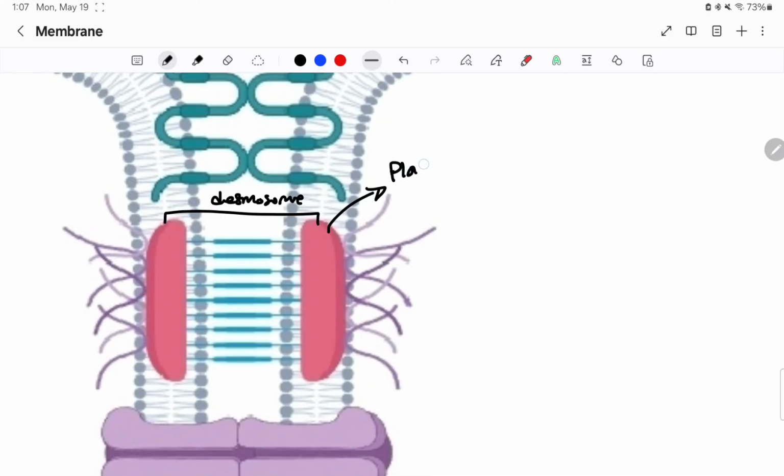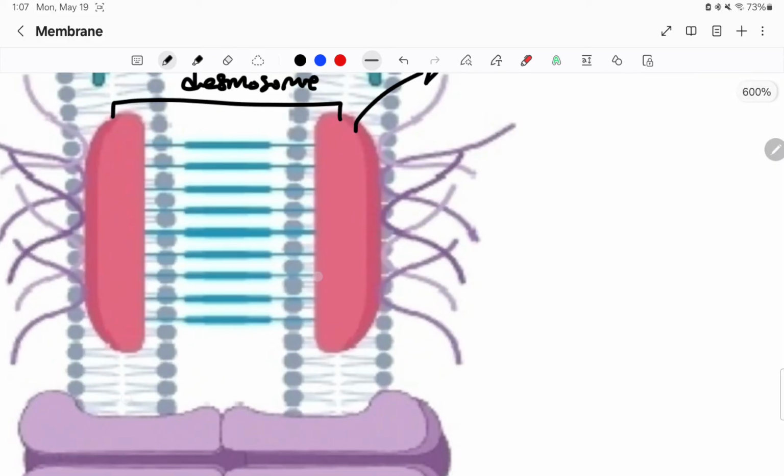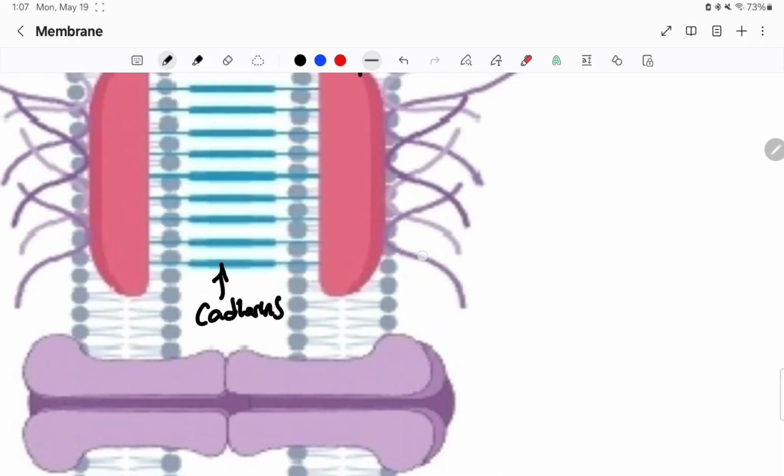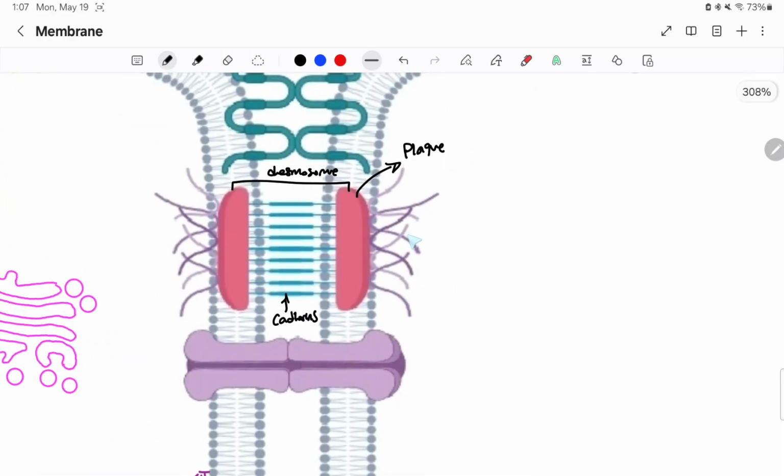One is the plaque, okay? The other one is these proteins over here called cadherins. Cadherins. And there is this one other portion, which are intermediate filaments. And if you remember, we said the intermediate filaments inside of the cell are there to help resist mechanical tension or stress. And a good example of this is keratin.